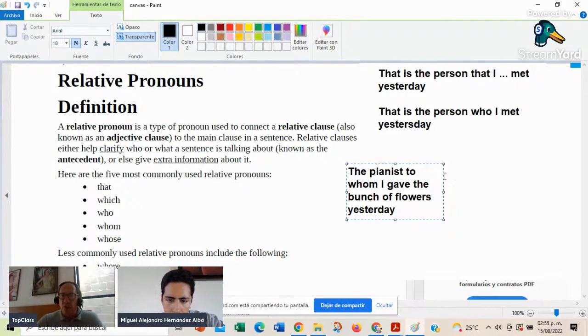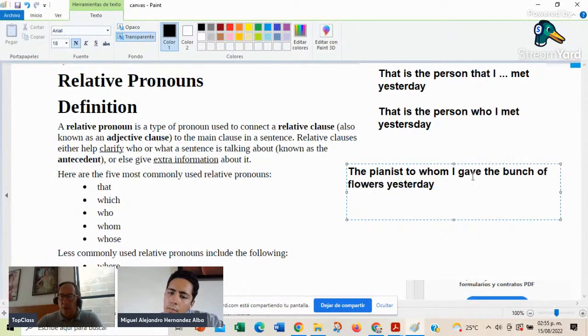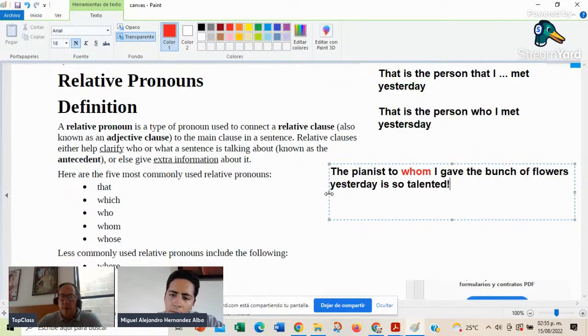Then what? She what? The pianist to whom I gave a bunch of flowers yesterday comes from, or is from, or likes modern music, whatever, right? The verb could be it's so talented. Is so talented. Perfect. Excellent. The pianist to whom I gave the bunch of flowers. Let's read it again, Mickey. Let's read it, please. The pianist to whom I gave the bunch of flowers yesterday is so talented.